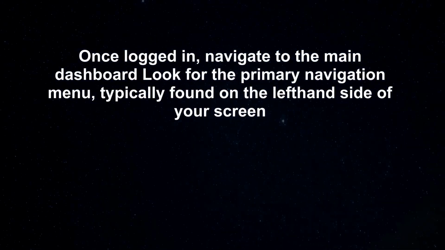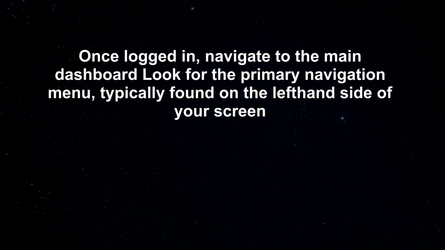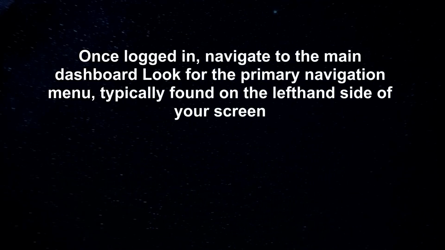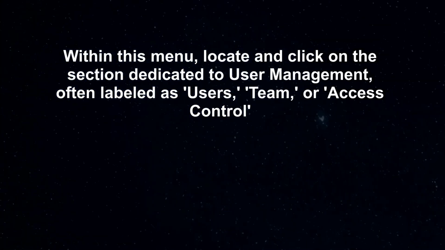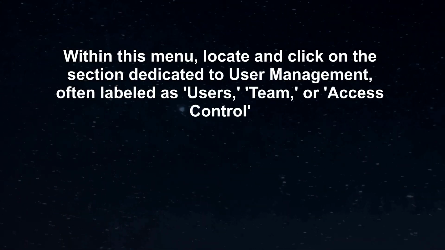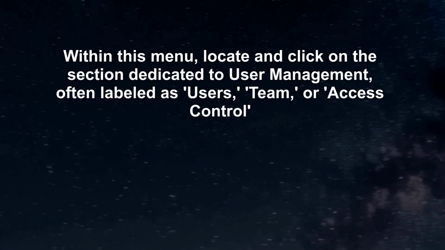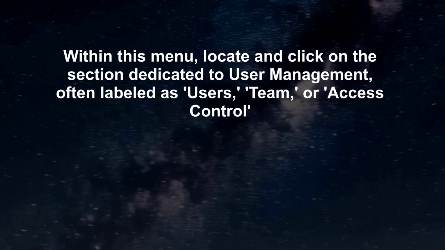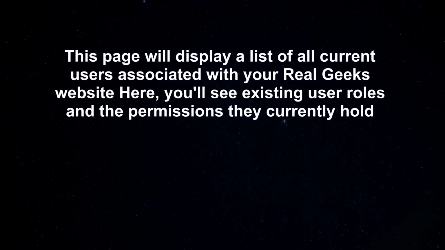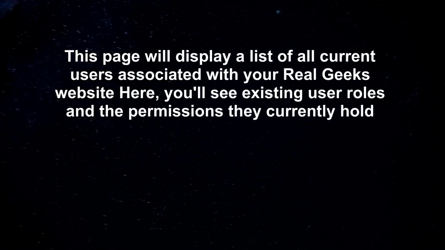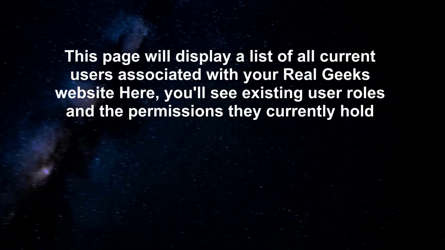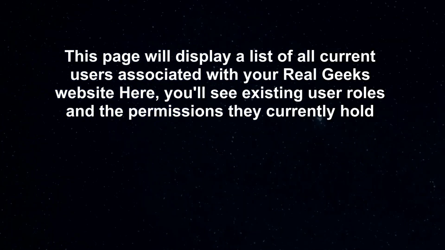Look for the primary navigation menu, typically found on the left-hand side of your screen. Within this menu, locate and click on the section dedicated to user management, often labeled as Users, Team, or Access Control. This page will display a list of all current users associated with your Real Geeks website. You'll see existing user roles and the permissions they currently hold.